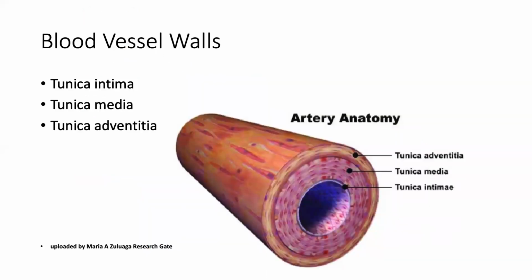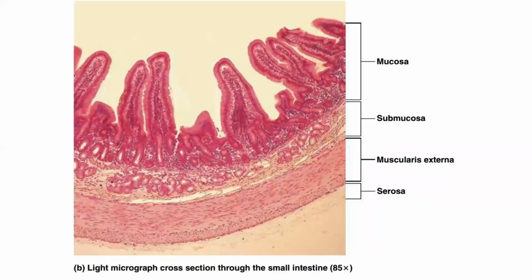Blood vessel wall, as we know, has 3 layers: tunica intima, media, adventitia. Urinary bladder, we have 3 layers. And the intestinal layers, we have to study 4 layers: mucosa, submucosa, muscularis externa, and serosa.